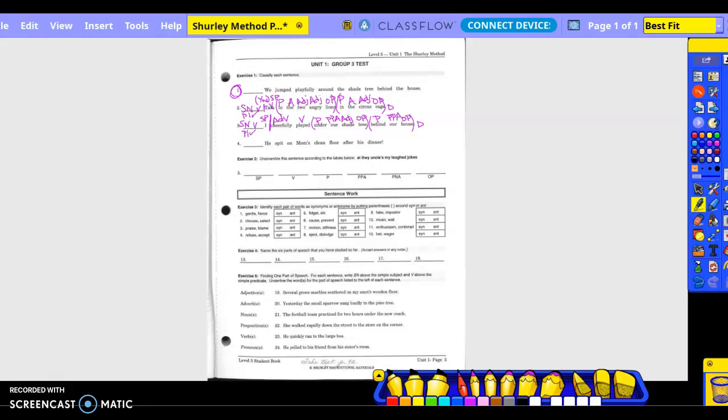He spit on Mom's clean floor after his dinner. So who spit on Mom's clean floor after his dinner? Subject pronoun. What is being said about he? Spit. Okay, on? Preposition. On what? Floor. Object of preposition. What kind of floor? Clean. Adjective. Whose floor? Mom's. Possessive noun adjective because it ends with an apostrophe s.